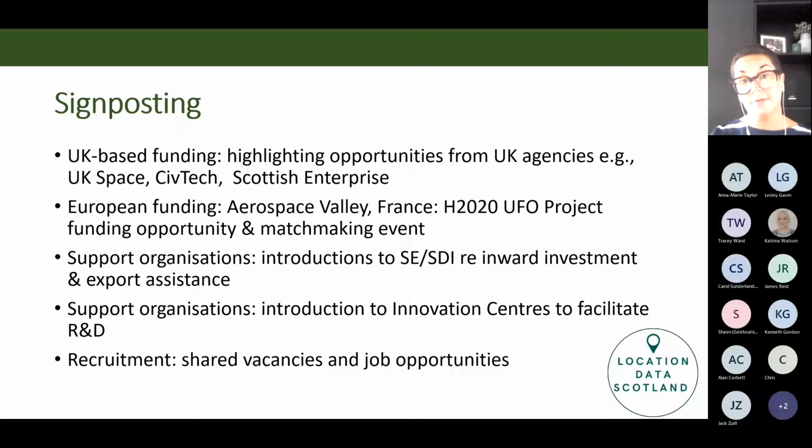So there's a whole range of services that we can offer to help you, but you need to be part of the community. So we'd encourage you all, again, to sign up to the Location Data Scotland directory, and once you're there, we can really build that relationship and begin to support you and add value to your organisation.